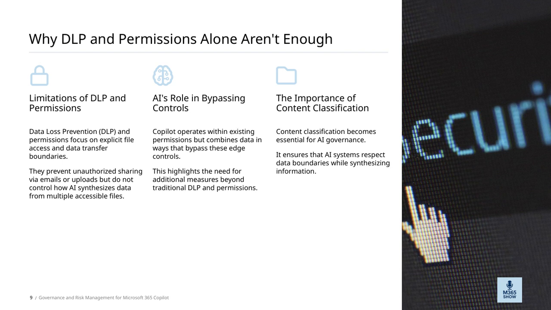DLP and permissions mainly focus on controlling explicit file access and data transfers, like preventing unauthorized sharing via emails or uploads. But they don't control how AI might synthesize information from multiple accessible files, which is a critical gap. So, while DLP and permissions are valuable, they have limitations. They aren't enough on their own to fully govern AI behavior, especially as AI becomes more advanced in handling and combining data. That's why content classification and other governance measures are so important in this new landscape.